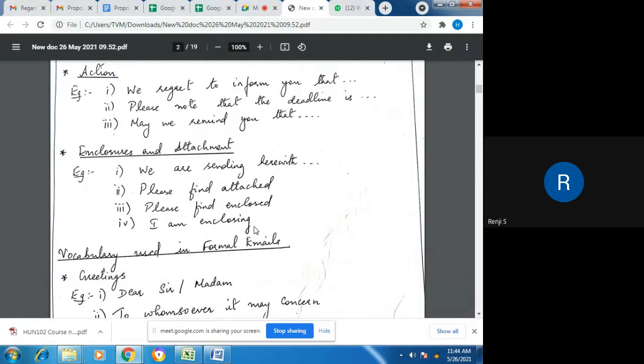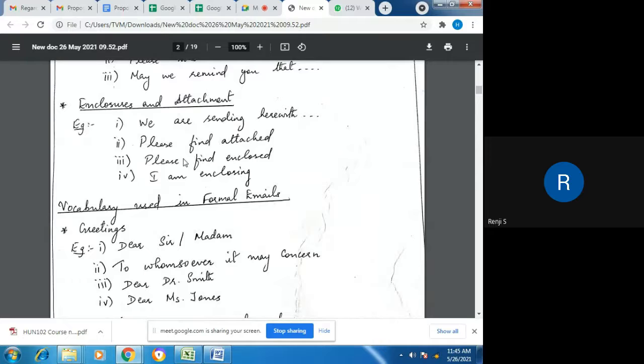You can add certain attachments to your letters, and when you add attachments, you can use these sentences to inform him that you are attaching some documents. Like, we are sending herewith some documents. Or if you are alone, if it is not an organization, then you can say, I am attaching herewith. Otherwise, the other words you can use are: please find the attachment, please find enclosed, I am enclosing, etc. These are the enclosure sentences that you can start with.